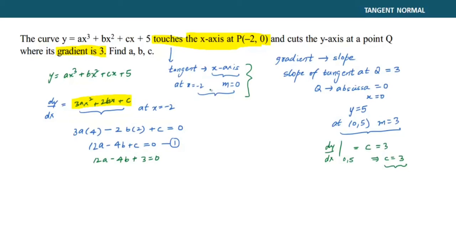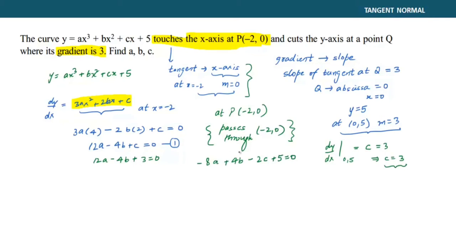I have still not used this particular condition over here. I have used that it has slope 0 at minus 2, but when I say it touches at P, this is very important, can you say that it passes through P also? Right, the curve passes through P, very very important. So (minus 2, 0) will also satisfy the equation of the curve. Yes, it will satisfy. So if you just put this value over here, let's see what you will get. This is the expression that you will get after putting (minus 2, 0) in this particular curve. We can still simplify this. So this becomes minus 8a plus 4b.